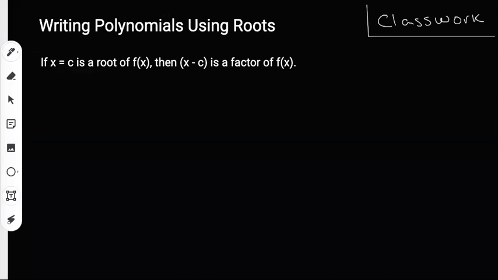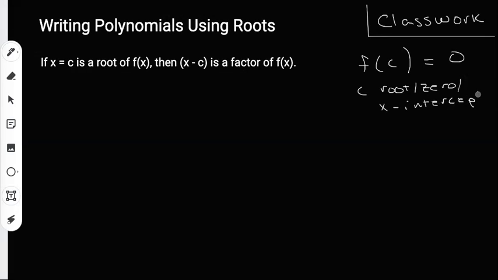All right, for this video, I wanted to teach you how to write polynomials using roots. Now, a root of a polynomial is just going to be a number c where when you evaluate the function at the number c, you will always get 0. And that's where the function f of x is going to cross the x-axis. So c, we call that a root. We also call that a 0. And we also call that an x-intercept.